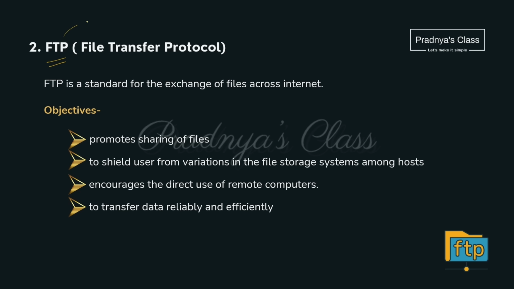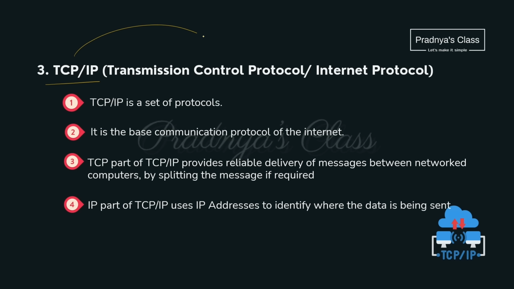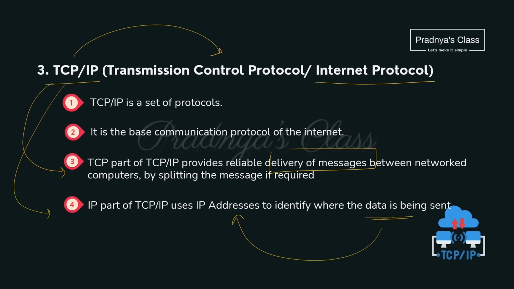The second one is FTP, File Transfer Protocol. It is used for exchanging files across the internet. So here are some of the objectives of FTP. The next protocol is Transmission Control Protocol and Internet Protocol. Out of this, the TCP part provides the delivery of messages, and the IP part will take care of the data to be sent.